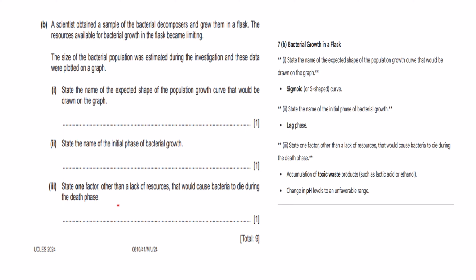Third, state one factor other than a lack of resources that would cause bacteria to die during the death phase. That is accumulation of toxic waste products such as lactic acid or ethanol, or a change in pH levels to an unfavorable range. This question number 7 altogether carries 9 marks.